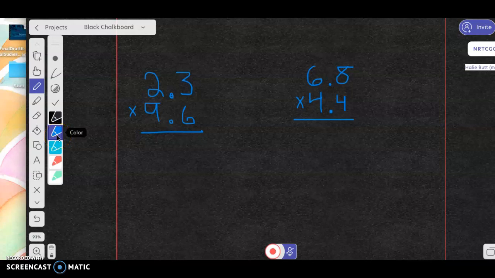Hi, sixth grade. Today we're going to multiply decimals. I know that's one of your favorite things to do. So I'm going to do these two problems quick and show you what to do.